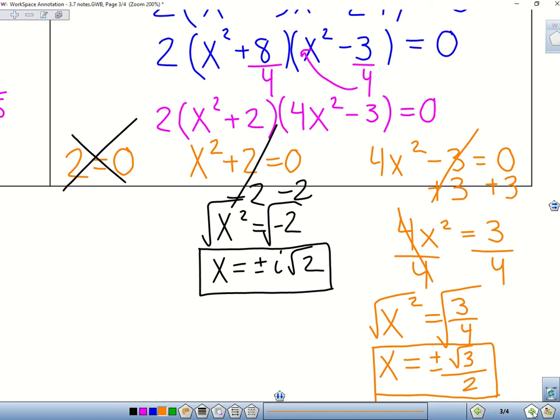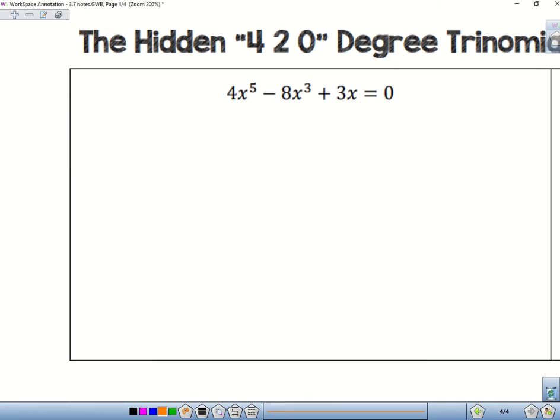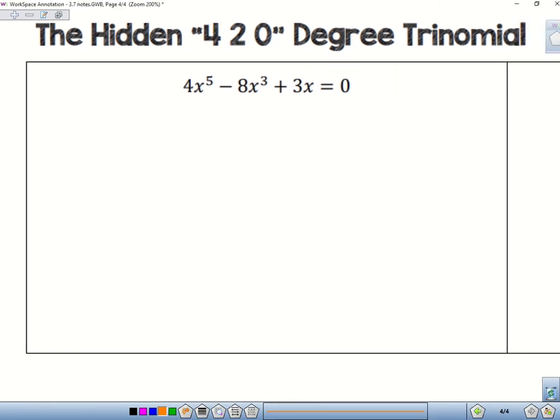All right, let's move on to the next set. So this is the hidden quadratic-form trinomial. It's like a quadratic trinomial, but it's been multiplied by an x throughout the whole thing. So if I multiply each term by x, I can get that x out by doing what? Factoring the x out. Good. So up here, see how each term has at least one x that I can factor out. So I'm going to factor out my x first. So this becomes x times 4x to the 4th minus 8x squared plus 3 is equal to 0.